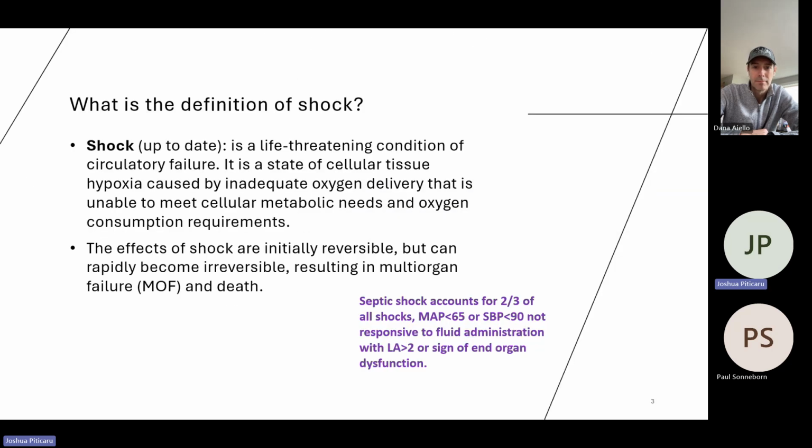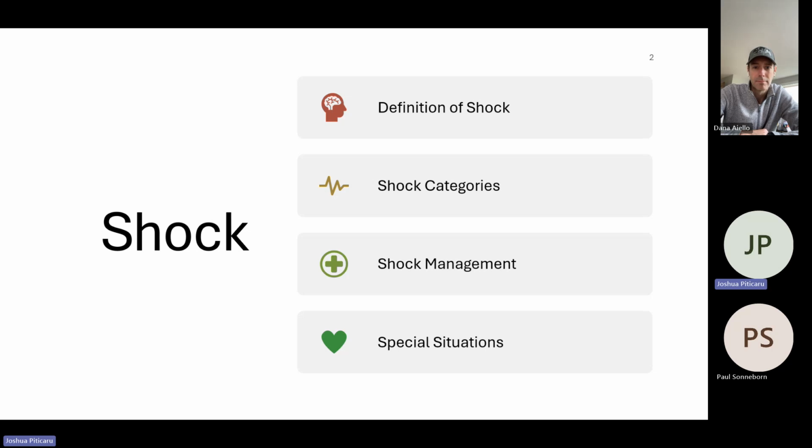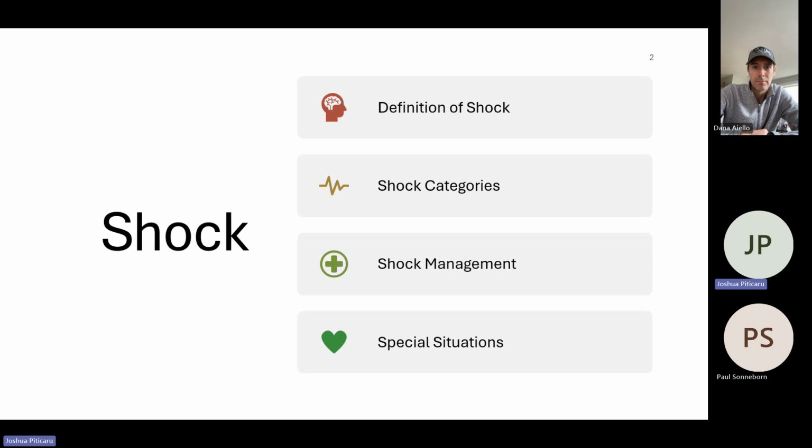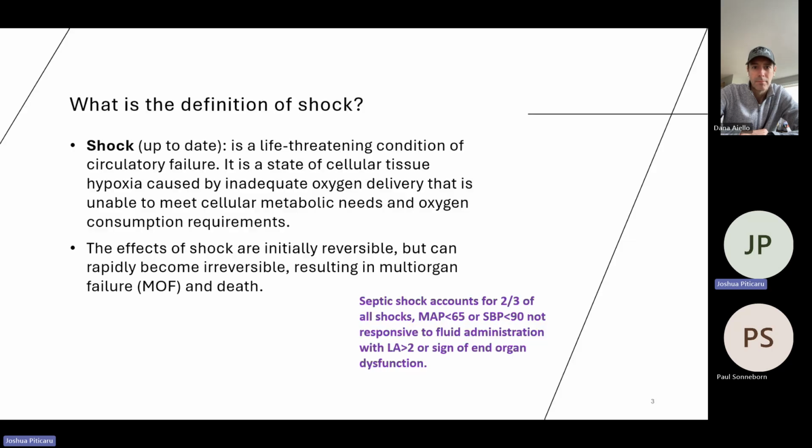So the categories of shock, actually this is what we're going to talk about today. Sorry about that, guys. We're going to talk about the definition of shock, shock categories, shock management, and some special situations. You can find a lot of ways to define it, but it's mostly a lack of oxygen delivery to the tissue, right? It does not say hypotension per se. Sometimes you can have shock with a normal blood pressure. And with the effect of shock, you want to prevent it from becoming irreversible, right?